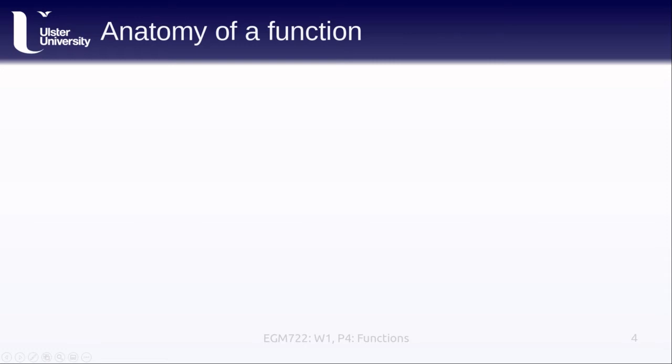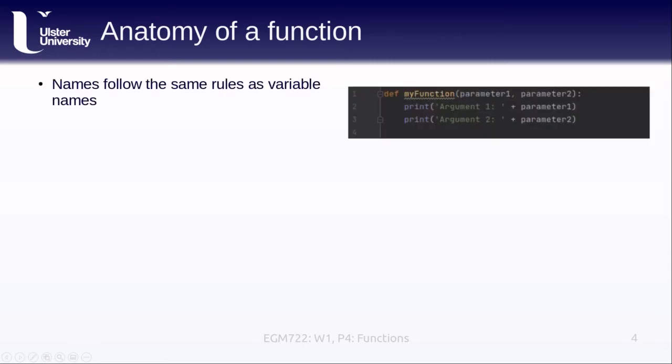So the way that a function works, the names for functions follow the exact same rules as for variable names. So we can't start with a number. It has to start with either an underscore or a letter. It can't contain prohibited characters, and it shouldn't overwrite built-in types or protected keywords.